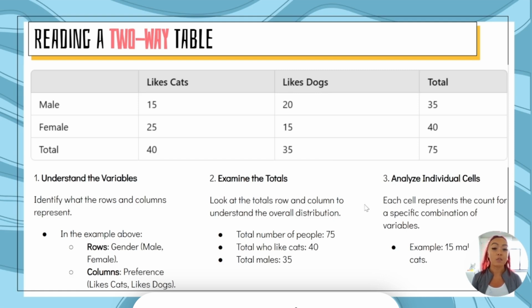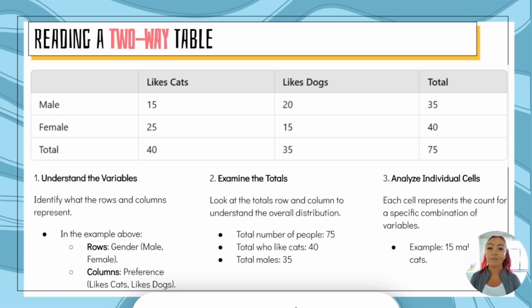Then you should examine the totals. Look at the totals row and column to understand the overall distribution. So, for example, the total number of people in this survey is 75, right? This one right here. The total who likes cats, well, you would have to go to the cats column and go to the bottom. So the total who like cats is 40. And the total males, we would have to go to the males row, and the total here is 35.